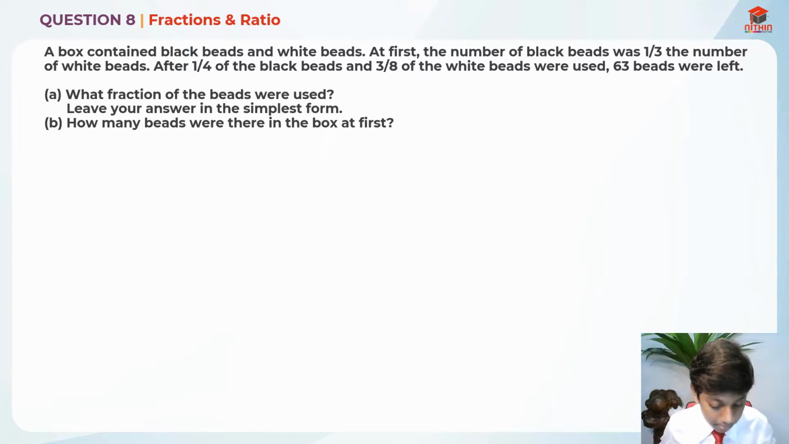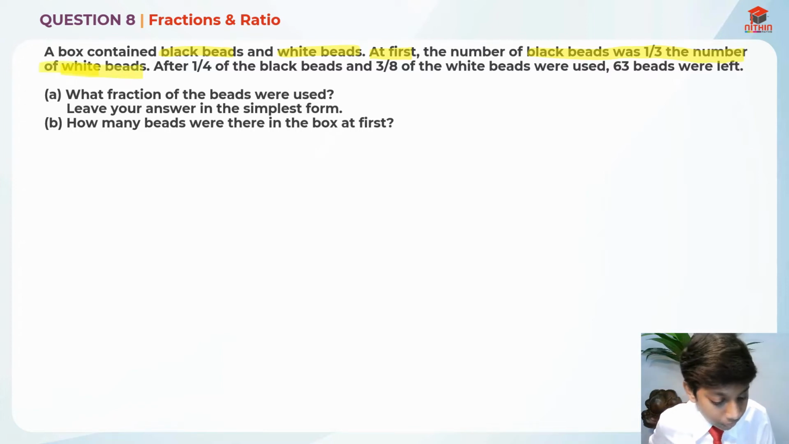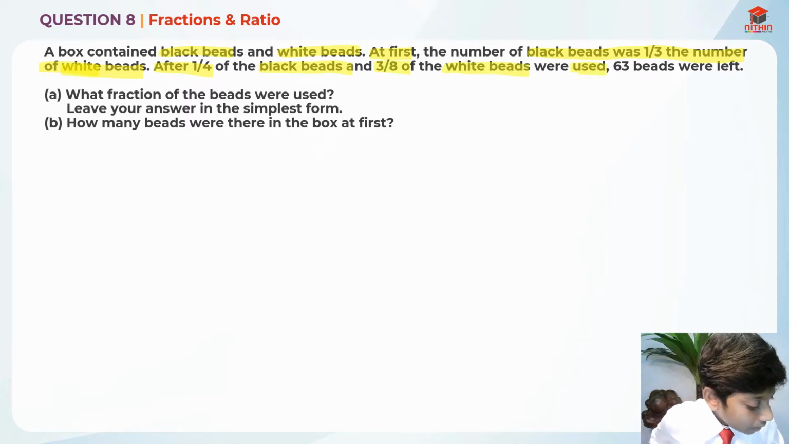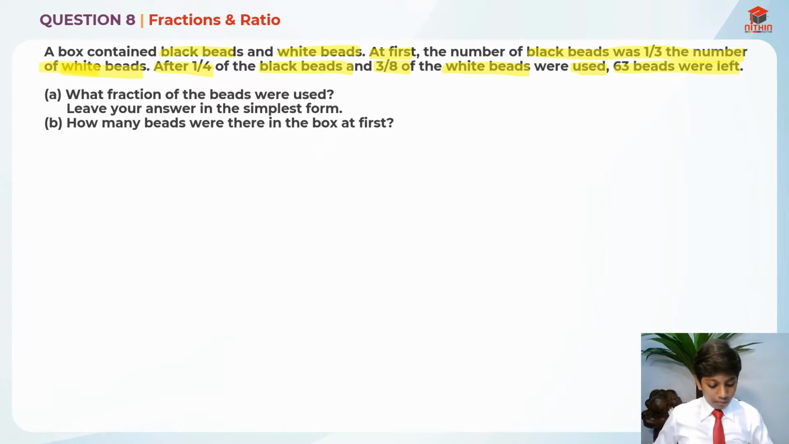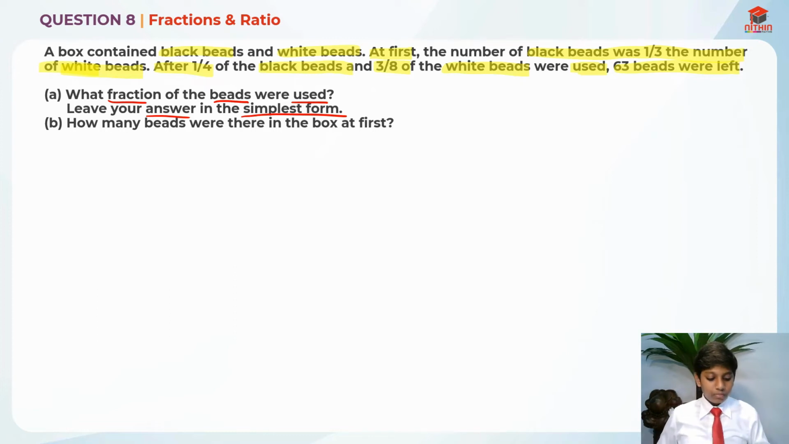Okay, let's highlight the key information now. A box contains black beads and white beads. At first, the number of black beads was 1/3 the number of white beads. After 1/4 of the black beads and 3/8 of the white beads were used, 63 beads were left. They're asking now what fraction of the beads were used, and they're asking us to leave our answer in the simplest form. Okay, so now they've highlighted the key information. Let's move on to writing down the ratio.